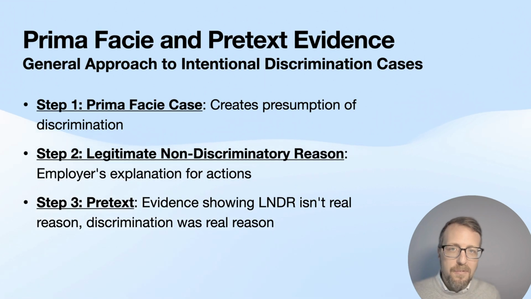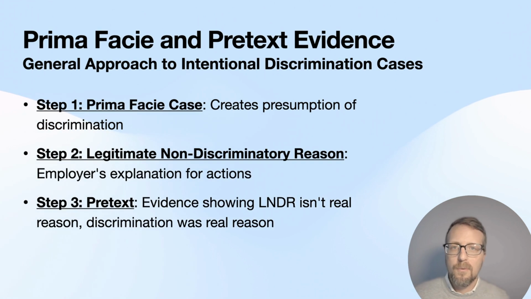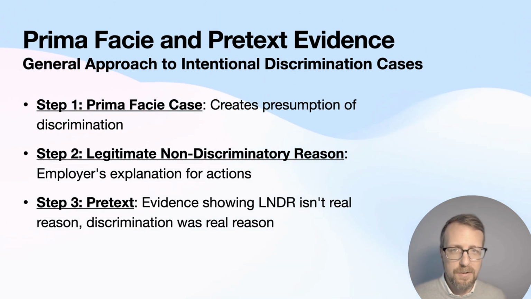In the proof scheme for pretext, what you're trying to show is that the legitimate non-discriminatory reason that is put forth by the agency isn't the real reason, that there's some other reason that isn't being stated. So this three-step process is typically what is being analyzed in a discrimination case. Is there a prima facie case? And what is the pretext evidence showing that the agency's reason for taking whatever action it did is false or wasn't the actual motivation for what they're claiming was the reason for why they took whatever action it is.